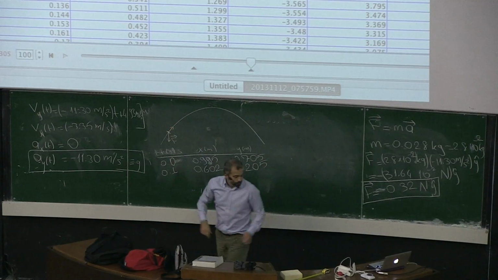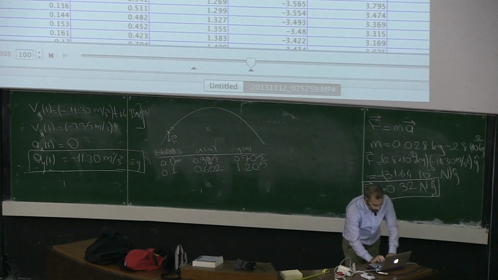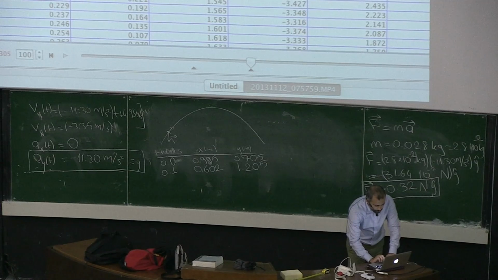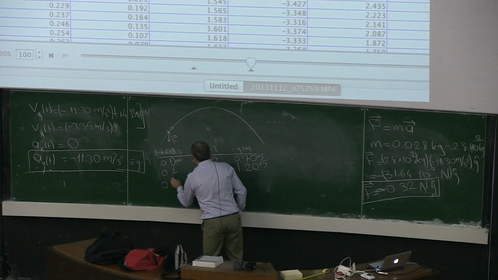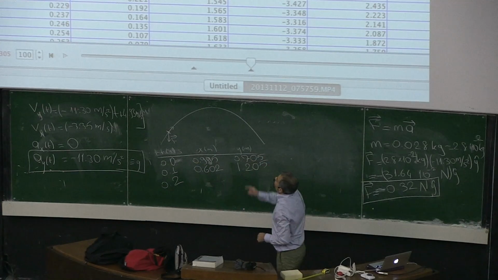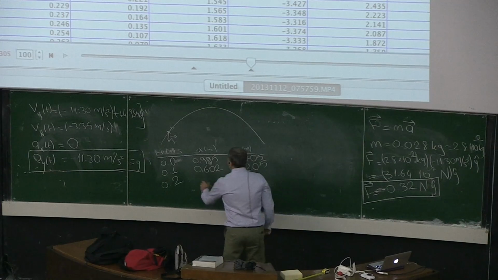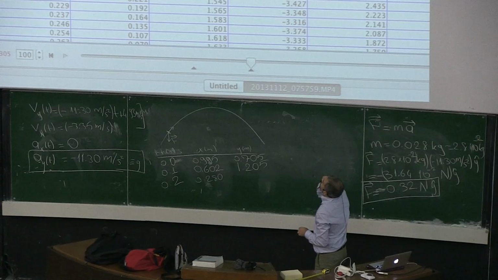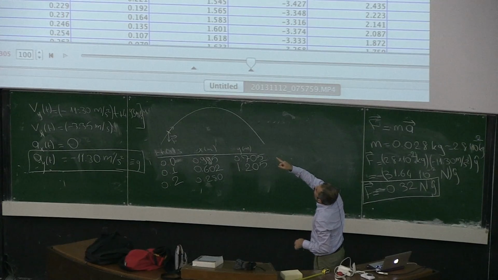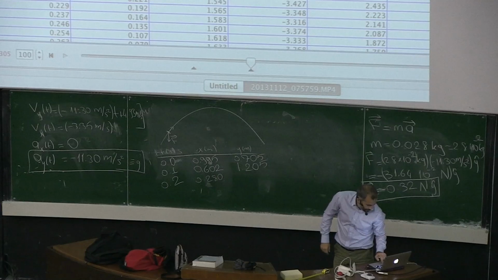Now t equal to 0.2 seconds. It's over here. The x coordinate is 0.28, and the y coordinate is 1.503.